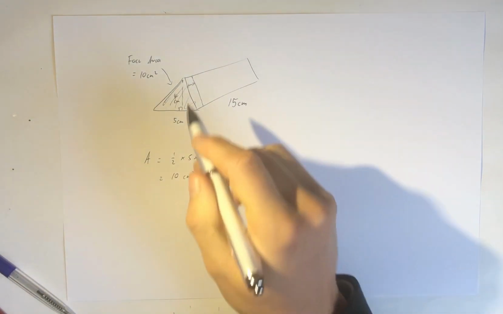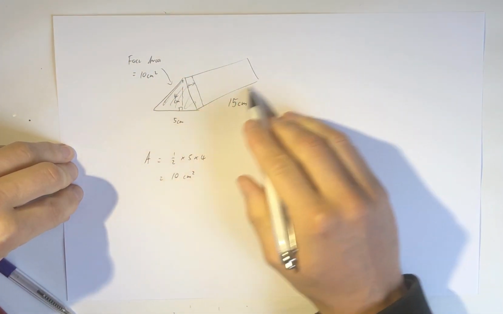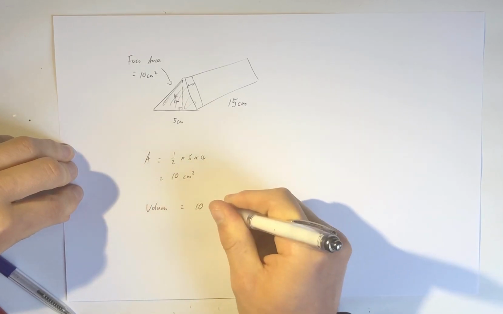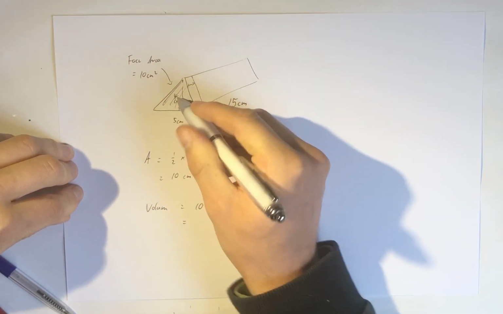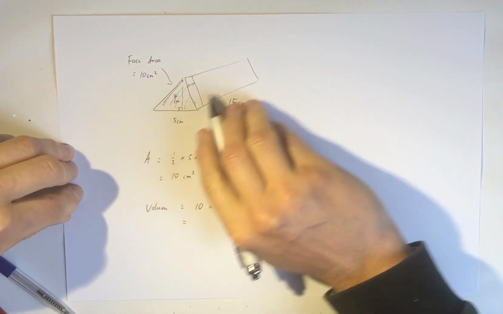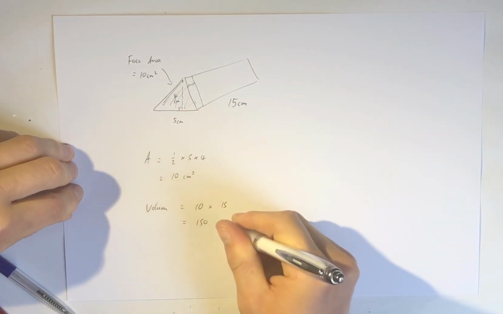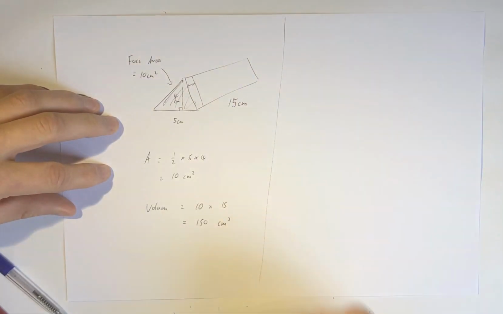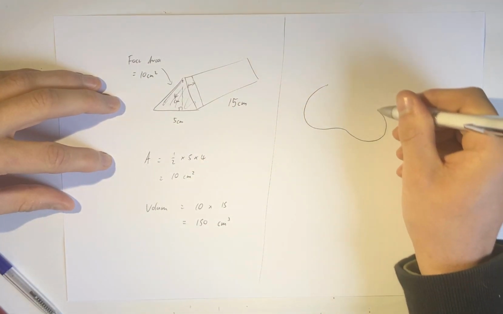And notice that area is just 2-dimensional. Now let's multiply this by the 3rd dimension, its depth. So volume is 10 times 15. So this area, and then I want 15 of those all lined up to give me my depth. And so that is 150 centimeters cubed. Interesting.